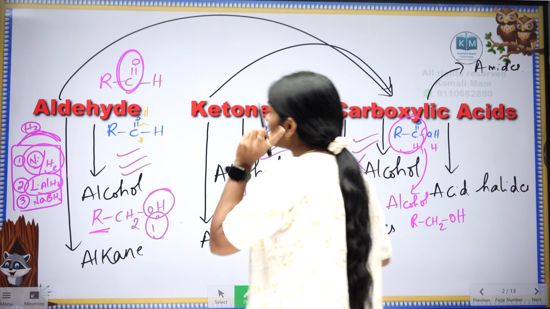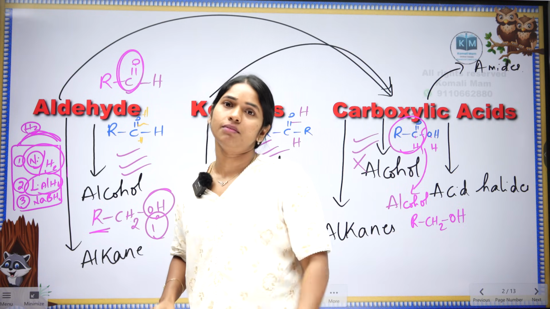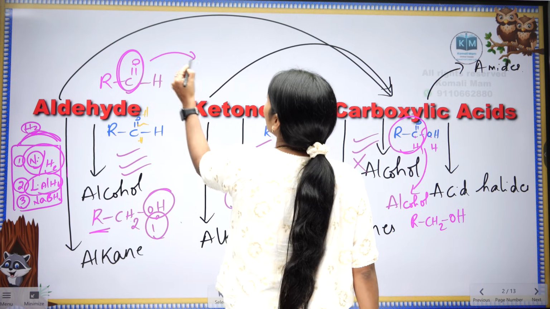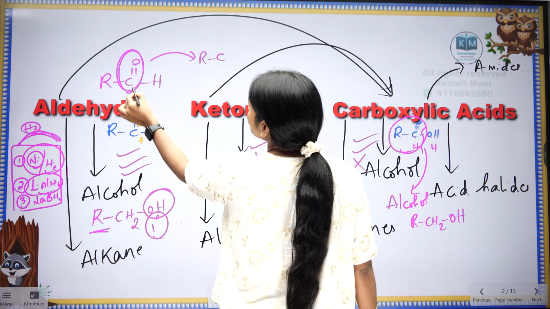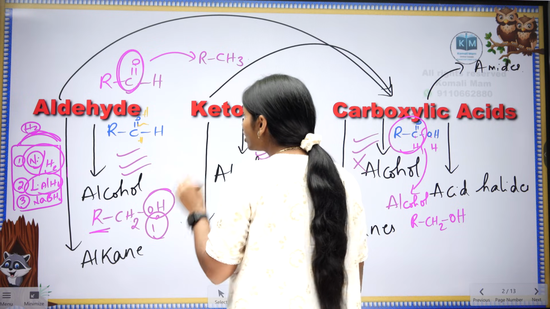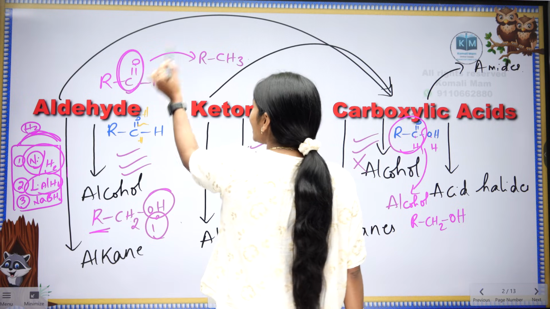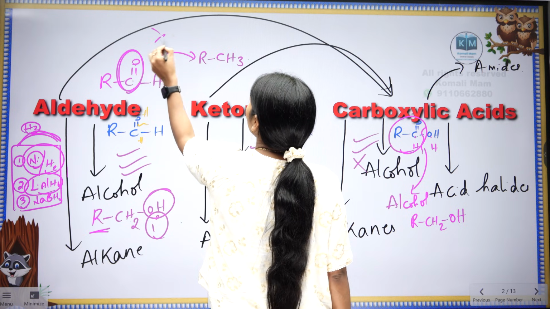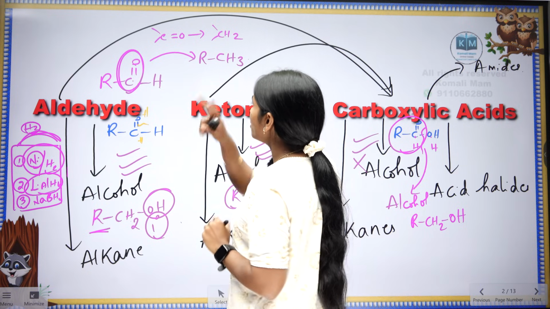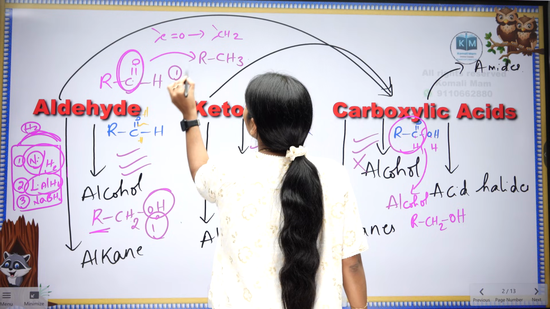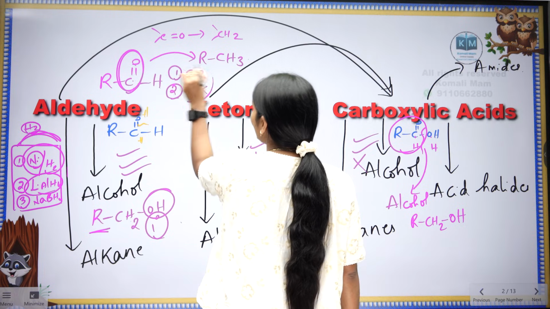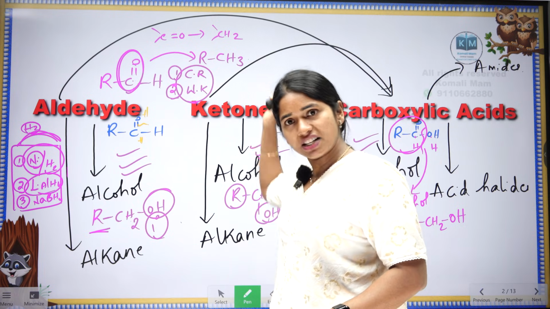There are two special named reagents. These two convert the C double bond O group into a CH2 group. CH2, if it converts, CH to H, total CH3. So what are those two? The C double bond O group can be converted into a CH2 group by two reactions. One is Clemmensen reduction. Second one is Wolff-Kishner reduction. I will write what these two reagents are after some time, on the next slide.